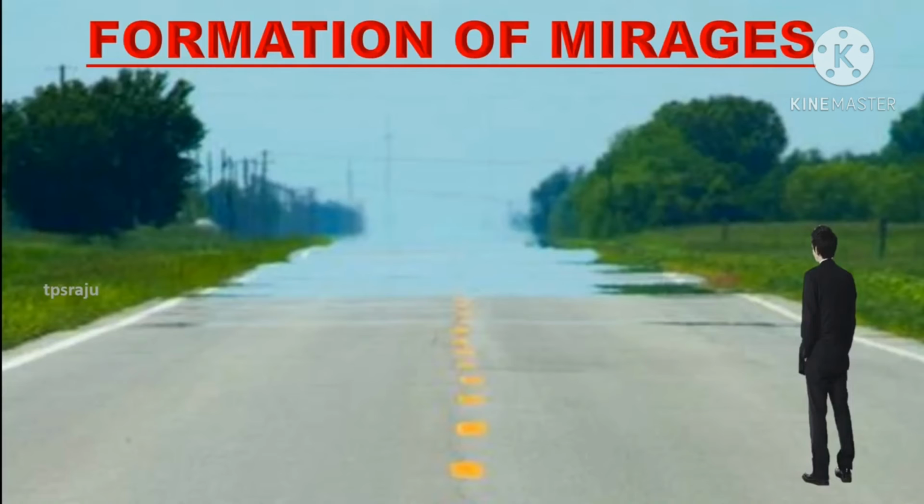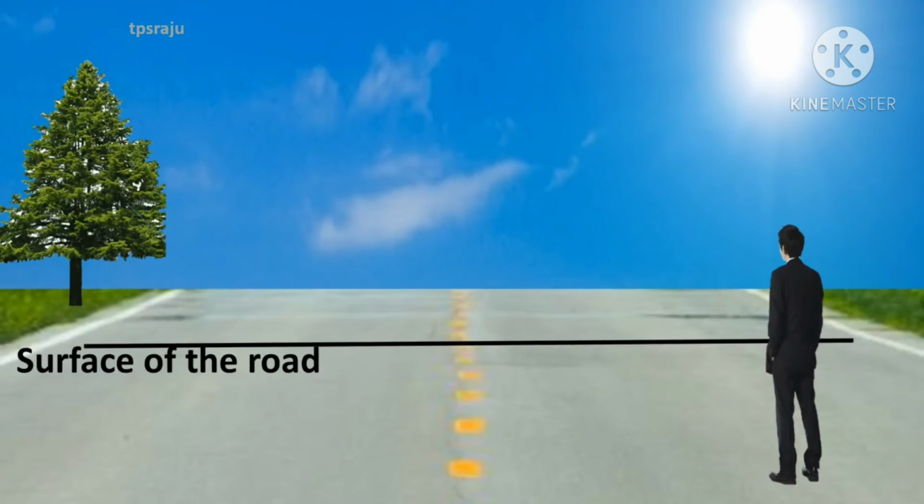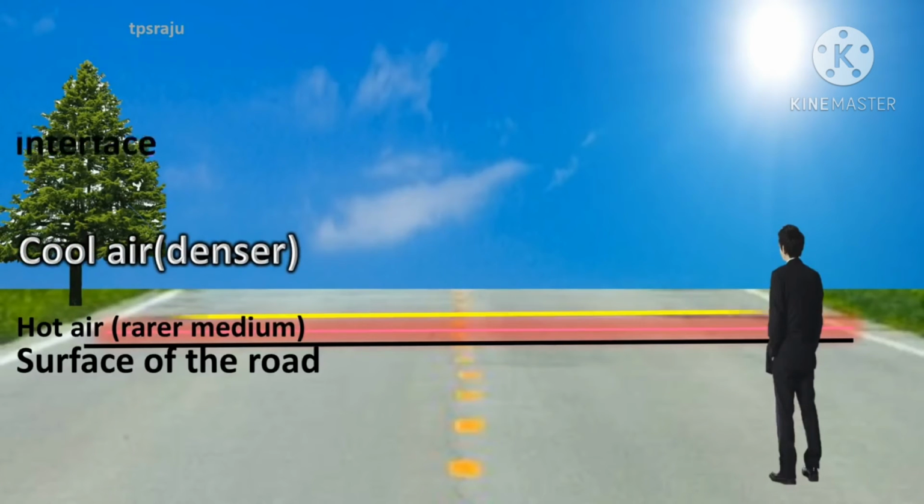Do you know about mirages? Mirage is an optical illusion where it appears that water has collected on the road at a distant place, but when we get there, we do not find any water. The formation of mirage is the best example for total internal reflection. During a hot summer day, air just above the road surface is very hot and the air at higher altitudes is cool. Here, hot air acts as rarer medium and cool air acts as denser medium.